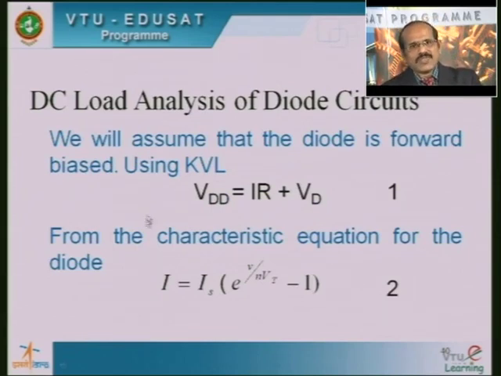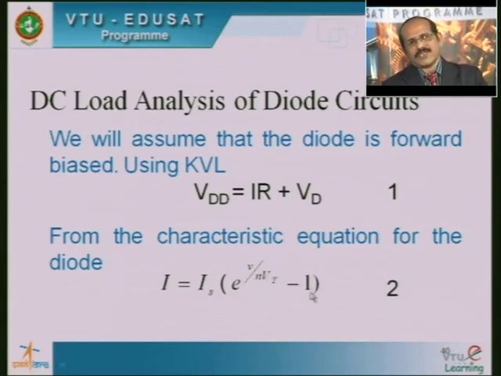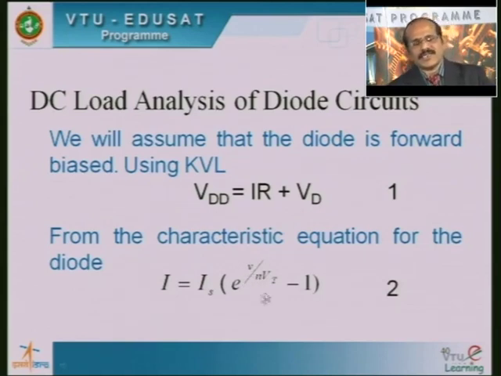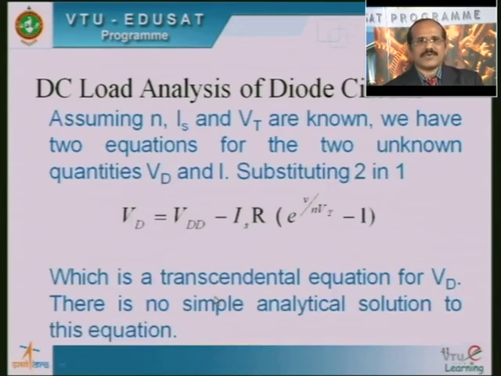And you know that the characteristic equation of the diode is given by I equal to Is into e raised to V by n Vt, minus 1. This you can assume as equation 2, where Vt is the thermal voltage, whereas n is a number, usually either 1 or 2, and in general n is assumed to be 1, whereas Is is called the reverse saturation current.